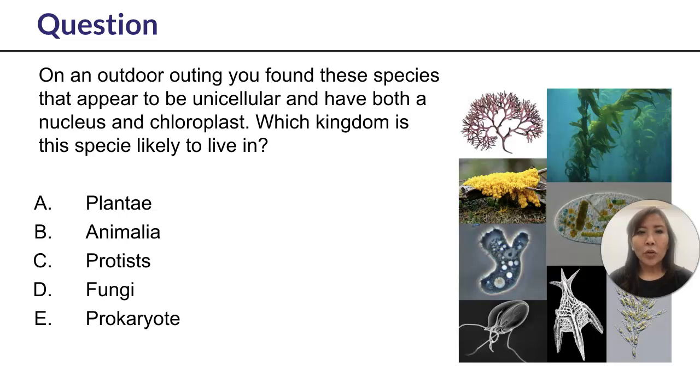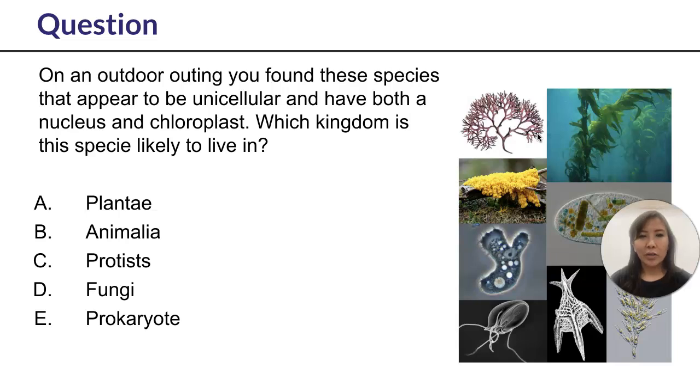All right, so let's do a quick question. Let's say that you go on an outdoor outing and you find these species. They look like they're unicellular. So here are some examples of maybe what you found. And they have a nucleus and they have a chloroplast. Which kingdom do you think this species is likely to belong to? I'll give you guys a few seconds.